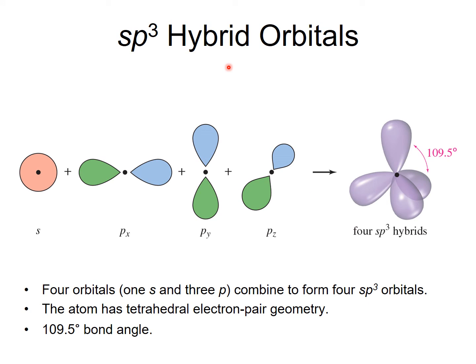So what about sp3 hybridized orbitals? You take one s, you take three p's, p in the x direction, p in the y direction, and p in the z direction. You combine them together, you end up with this. The bond angle between the four sp3 hybridized orbitals is 109.5. So you got four orbitals going in, one s and three p. You get out four sp3 hybridized orbitals. And the atom has a tetrahedral electron pair geometry, and the bond angle is 109.5.